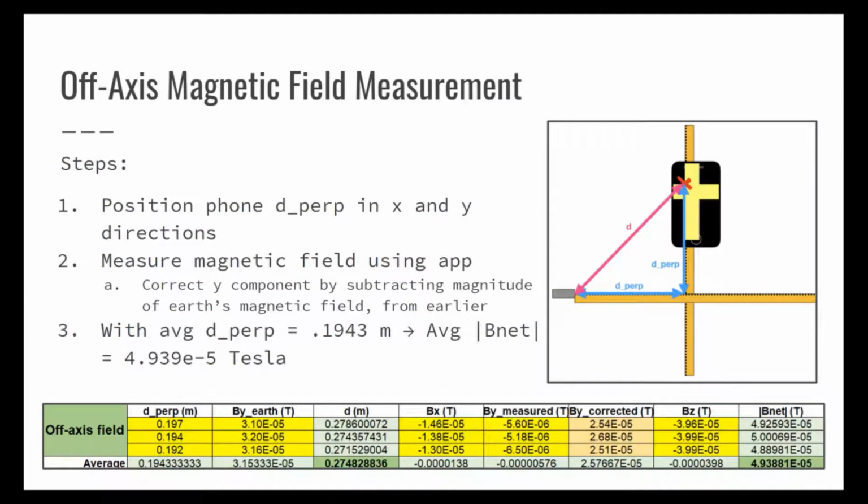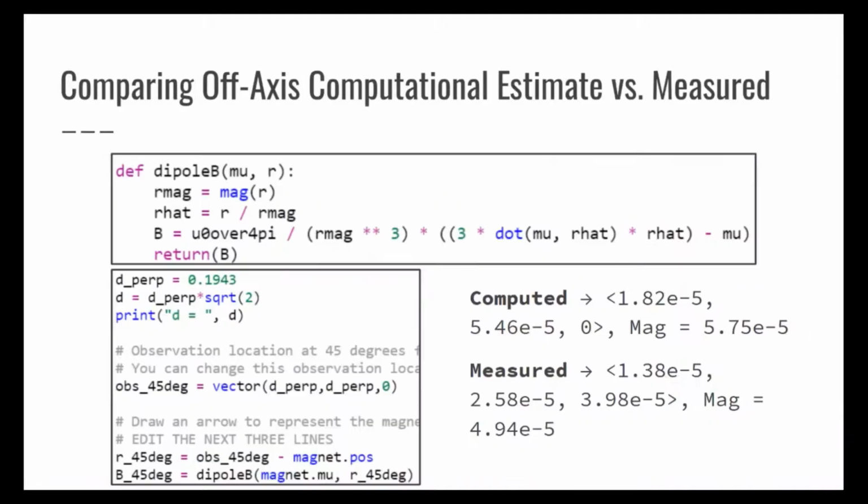Next, we would go with the off-axis magnetic field measurements. In this case, we would position the phone a distance d perp in the x and y directions, then measure the magnetic field using the app, making sure to correct the y component by subtracting the magnitude of the Earth's magnetic field that we found from earlier. With an average perpendicular distance of 0.1943 meters, we found an average net magnetic field magnitude of 4.939 times 10 to the negative 5th Teslas.